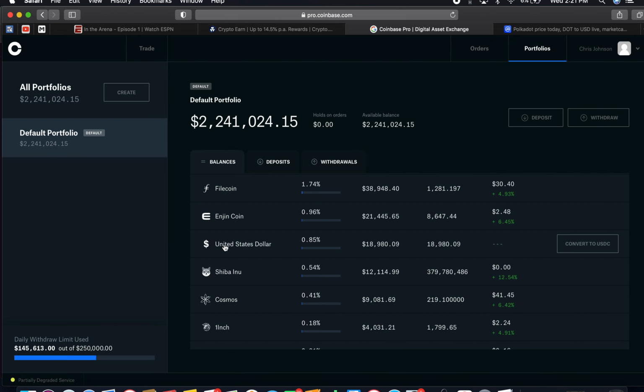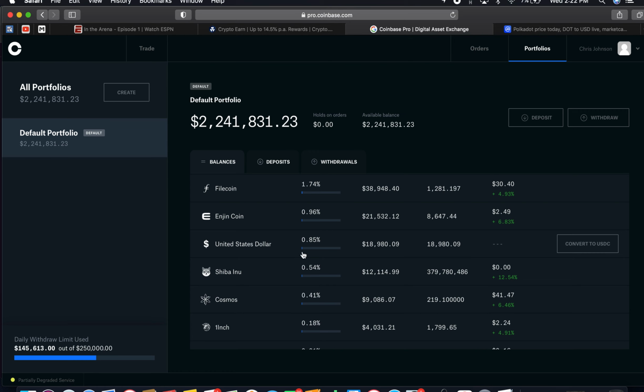Anyway, all right. Once that money is in your Coinbase Pro, if you go to Coinbase, you could do the same exact thing. Your account number and routing number is going to be different from Coinbase to Coinbase Pro.